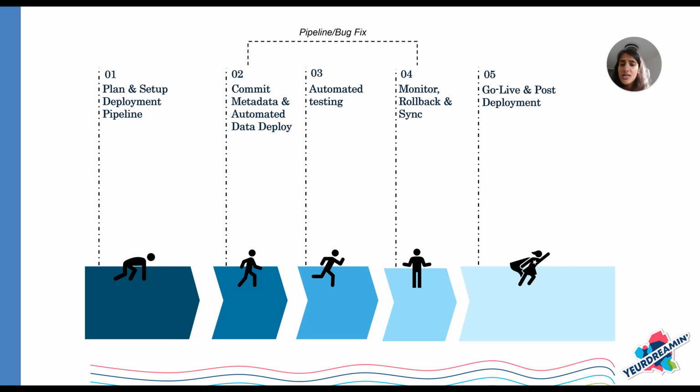We start off with our architect and the release manager setting up a deployment pipeline, a version control system, a single source of truth, branching, and the rollback strategies. Next, the developers will start committing the changes to the branch, which eventually go through the change monitoring and merge. And the data analyst will start with the automated data deployment.